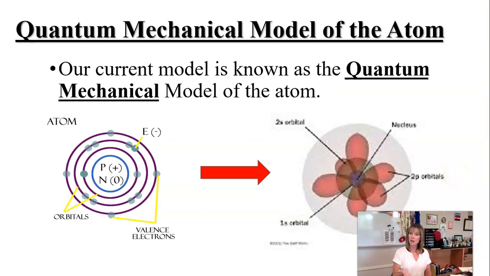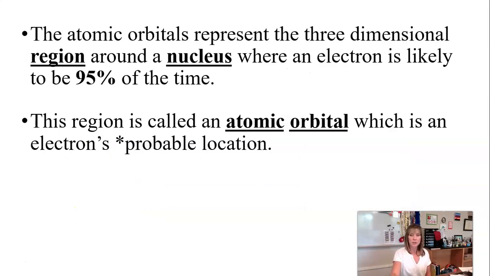Okay, so we're going to talk about orbitals and what those are. Our current model is known as the quantum mechanical model, and I've talked about that a little bit. On your left is the Bohr model, and on the right is the quantum mechanical model. And what you'll see is it looks a little bit different. Those shapes inside are orbitals around the nucleus, and they fit on top of each other like the skins of an onion. They fit on top of each other around that nucleus.